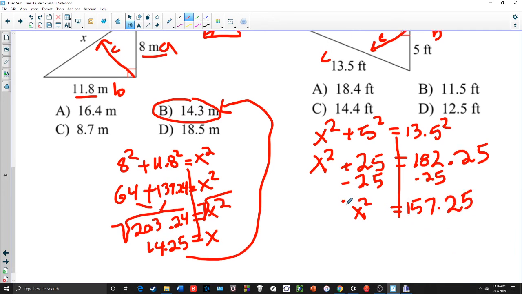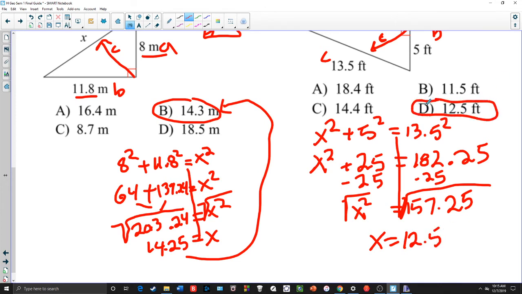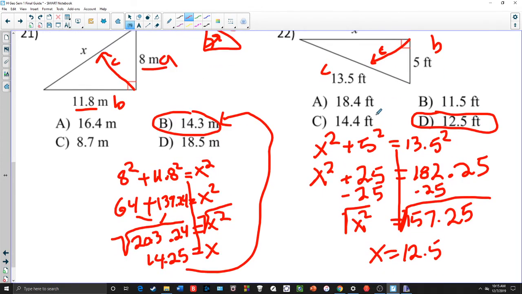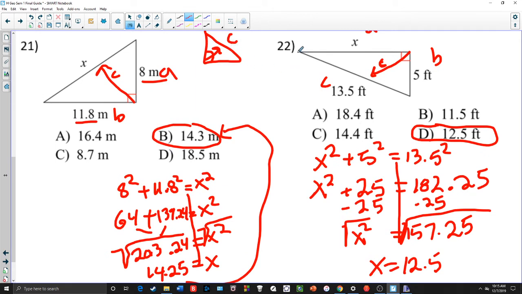And then we're going to square root both sides. And we end up with x is equal to 12.5, which is accurate. And a way you can check yourself on these is that the rule for the hypotenuse of a right triangle is that the hypotenuse always has to be the longest side. So in this case, 13.5 is longer than 5 and it's longer than 12.5. So it is the longest side, so that's good. That means my number is probably accurate.